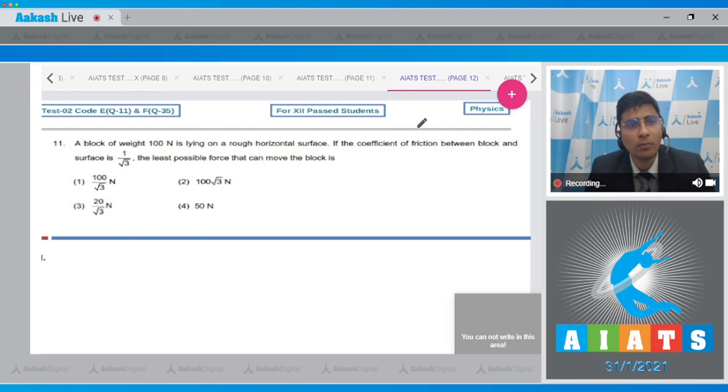In question 11, a block of weight 100 Newton is lying on a rough horizontal surface. If the coefficient of friction between the block and the surface is 1 by root 3, the least possible force that can move the block is.